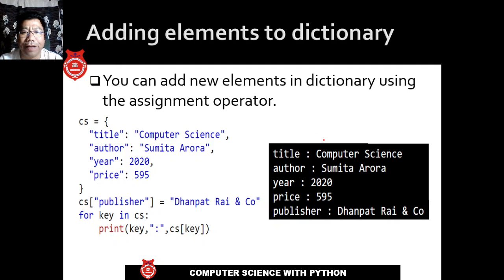Next, adding an element to a dictionary. You can add a new element in a dictionary using the assignment operator. For example, let us take the same example here. CS dictionary, we have title, author, year, and price.